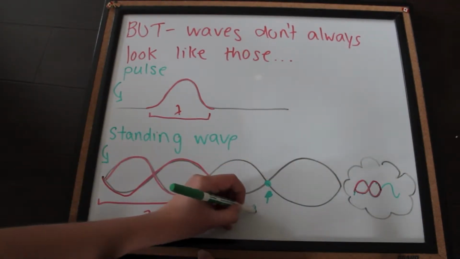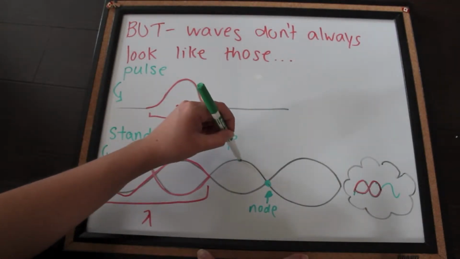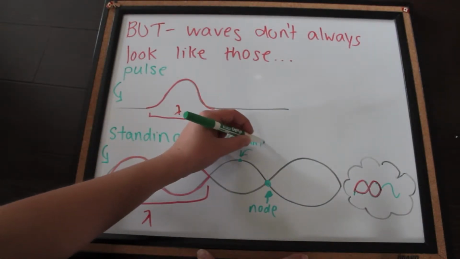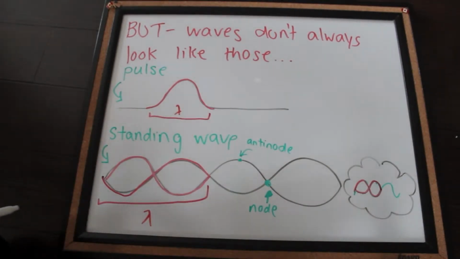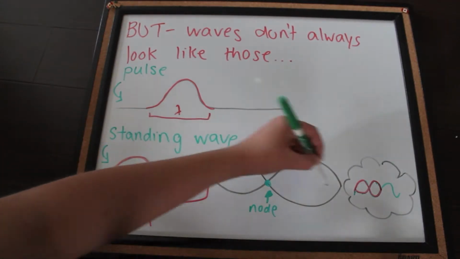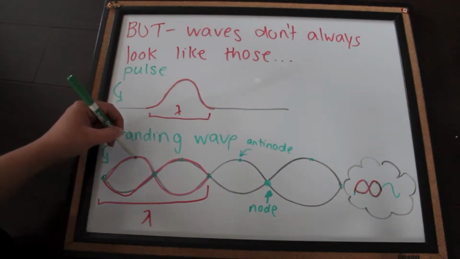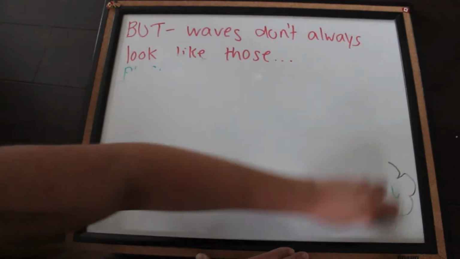These are the nodes. They're the points where it seems like the two strings, which is really just one string vibrating, come together, and the very top where it moves the most is the antinode. The nodes are usually fixed points that don't move.